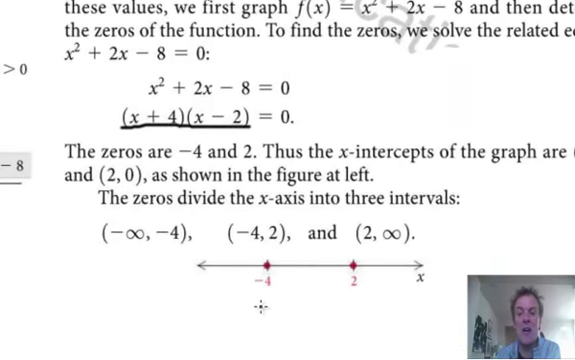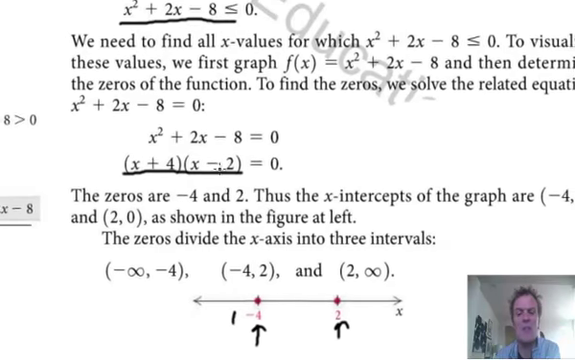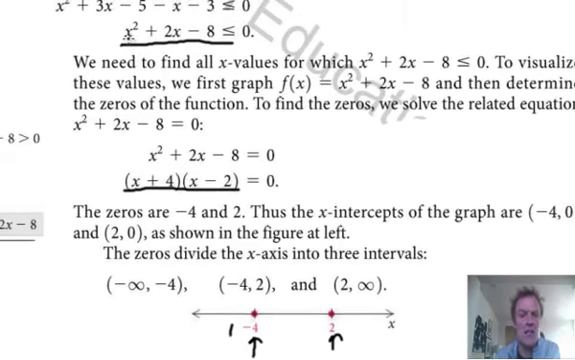So my x-intercepts are at negative 4, can you see there on the number line, and positive 2. And again, we test some numbers. If I test, let's say, negative 5, a number from this area here: negative 5 squared is positive 25, 2 times negative 5 is negative 10, and then negative 8, well, I can see that's going to give me a positive answer.